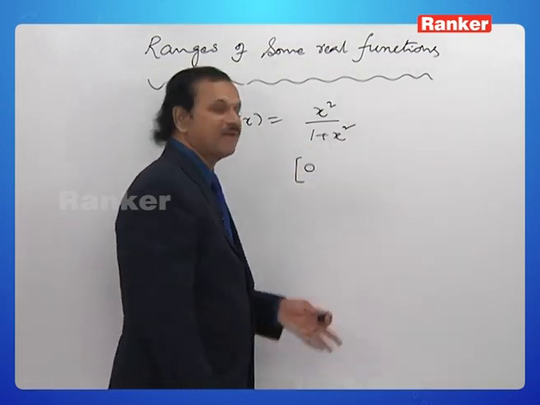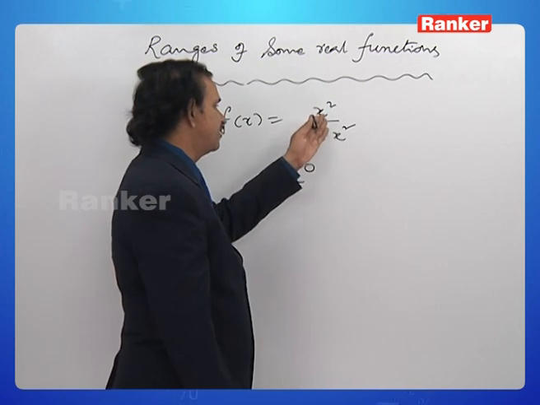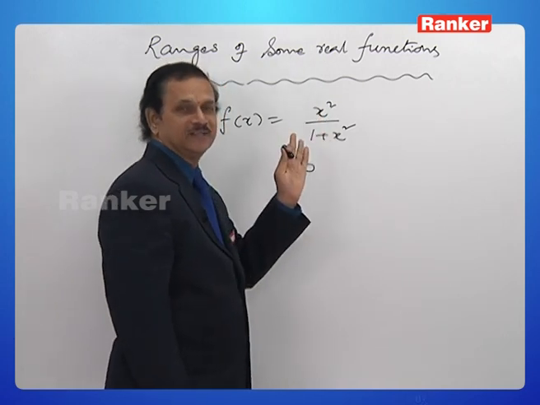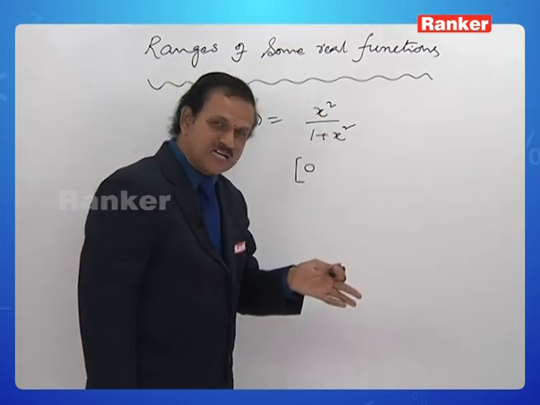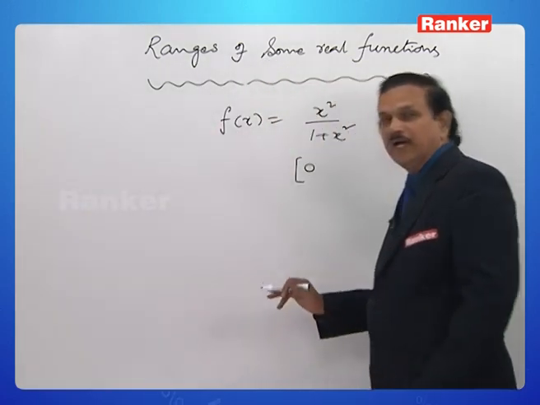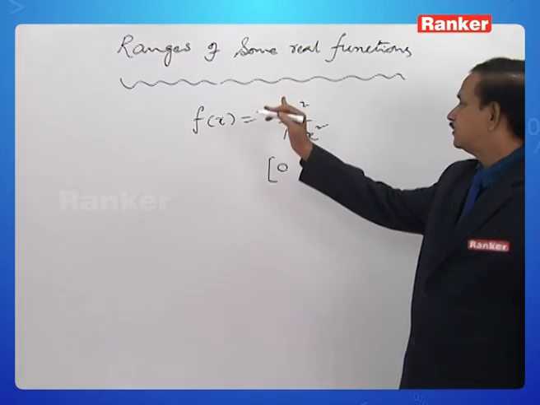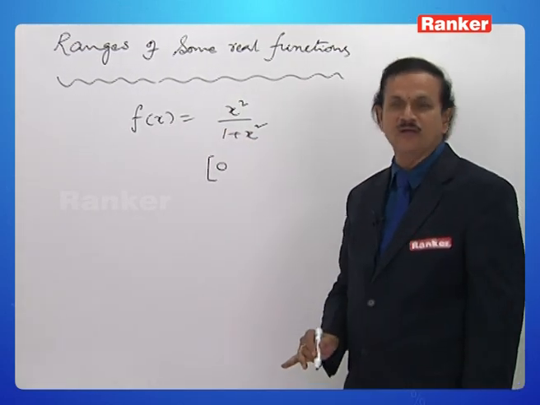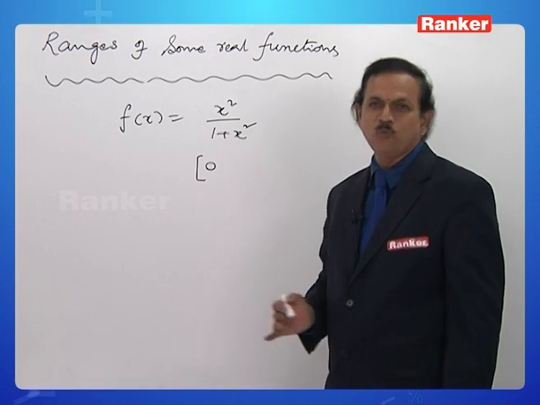Moreover, this is a proper fraction. Numerator is less than denominator. Hence, it is definitely less than 1. Observe the numerator. It is x square. It is 1 plus x square. X square is less than 1 plus x square. Surely, this is less than 1.